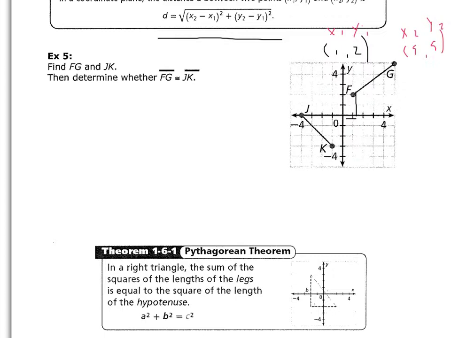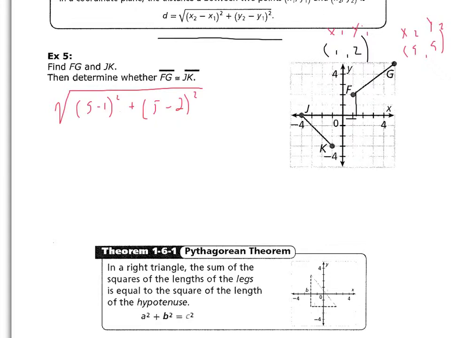So we've got the square root of (x2 minus x1), so you have 5 minus 1, and you're going to square that. And then you add in y2 minus y1, and y2 minus y1 would be 5 minus 2, and all of that squared. Then you go ahead and simplify.